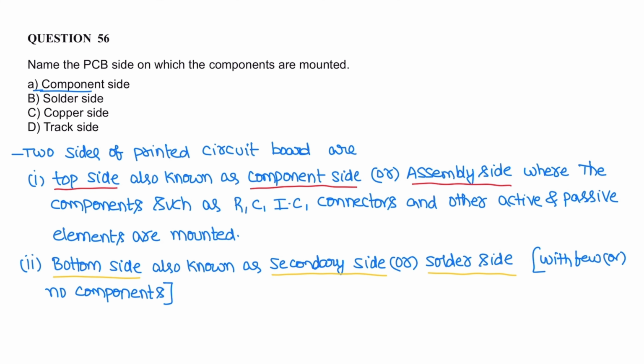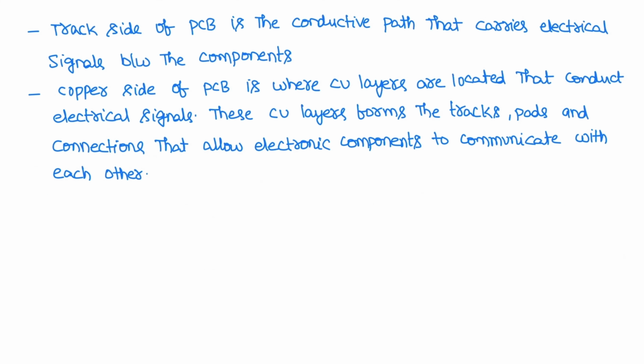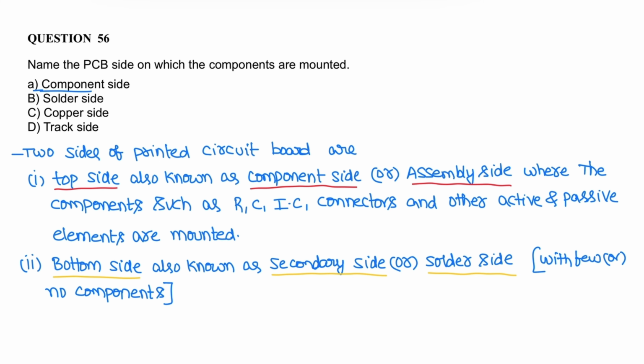Let us see some more additional points. Track side of PCB is a conductive path that carries electrical signals between the components, and copper side of PCB is where copper layers are located that conduct electrical signals. These copper layers form the tracks, pads, and connections that allow electronic components to communicate with each other. So the correct option is component, but not solder side, copper side, and track side.